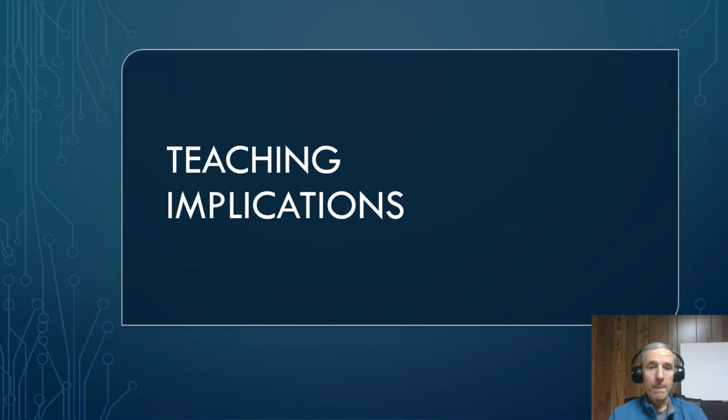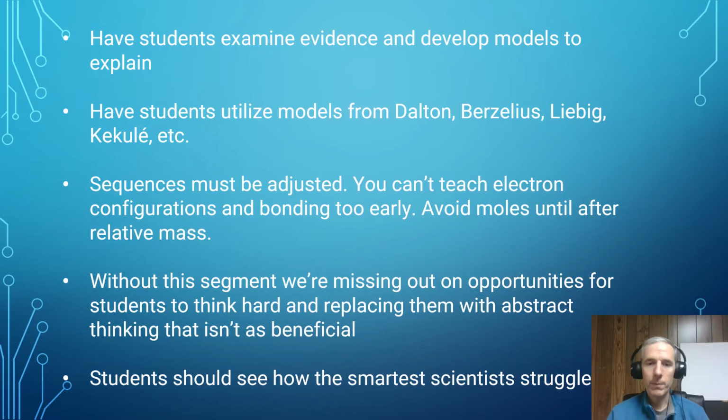Okay, so let's talk about teaching implications. Let's pause for history for a second here. So what do you do in your classroom with this? I think one of the important things for teaching is that students need to think hard about chemistry, right? If memory is the residue of thought, then we want to provide students with opportunities to think critically about these things.